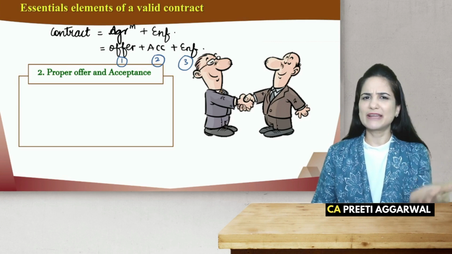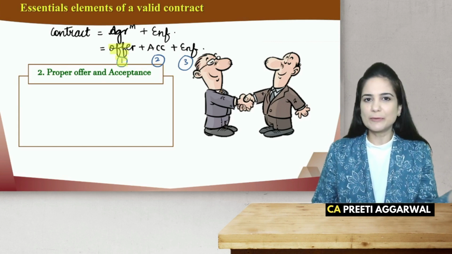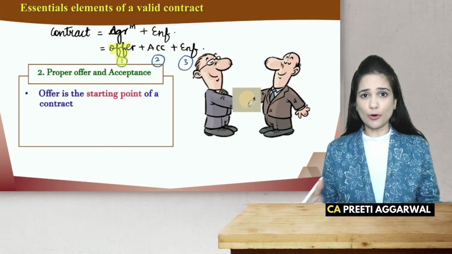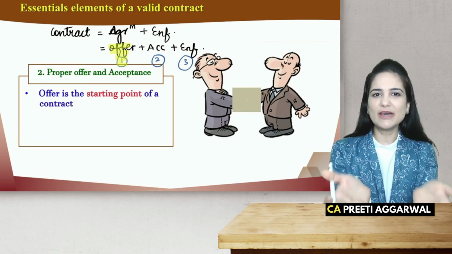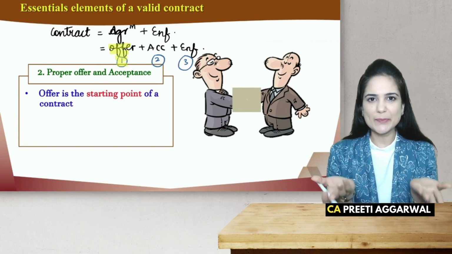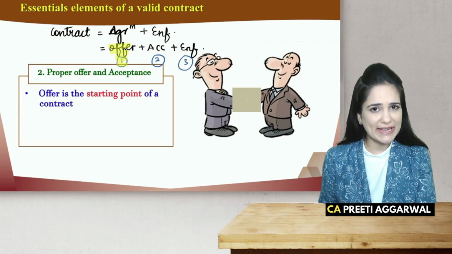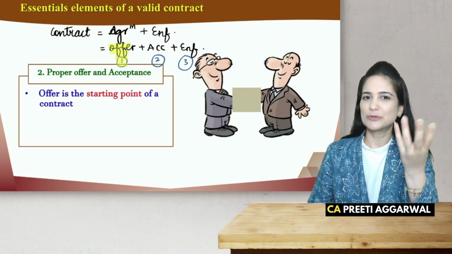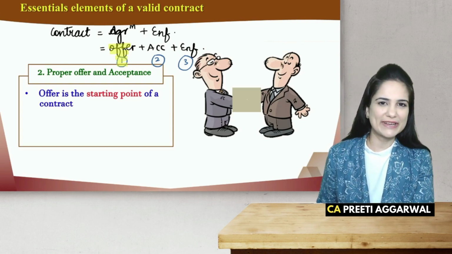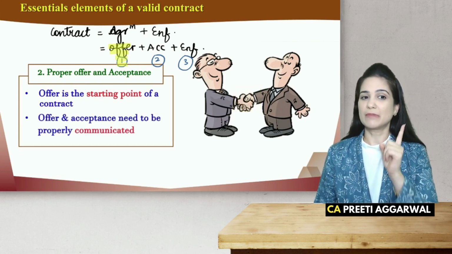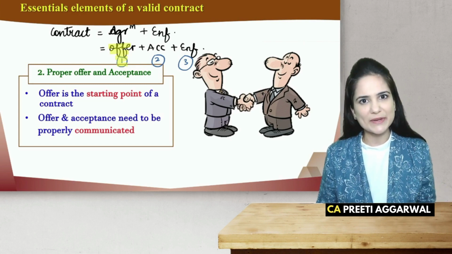So can I say to make a valid contract, the first thing that I require is an offer? Offer is the starting point of contract. No offer, no acceptance, no contract. Only when you give the offer, the other person will be able to accept it, right? So you give an offer, the other person accepts it, there is enforceability, only then it will become a contract. So to make a contract, the first element is offer. Offer is the starting point of contract. And this offer must be properly communicated. Only when the other person comes to know about the offer, he will accept it.